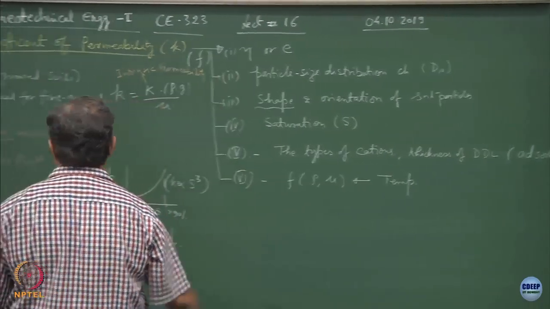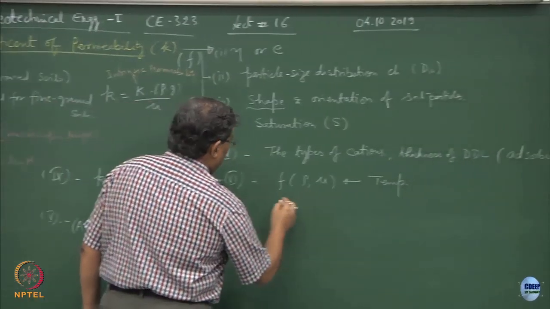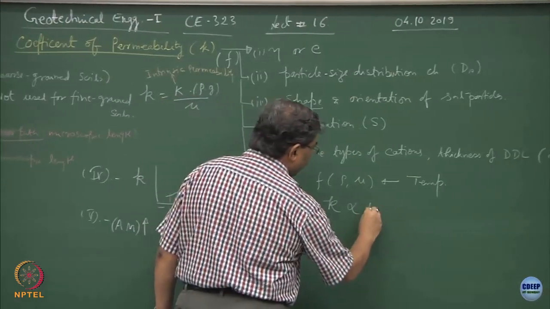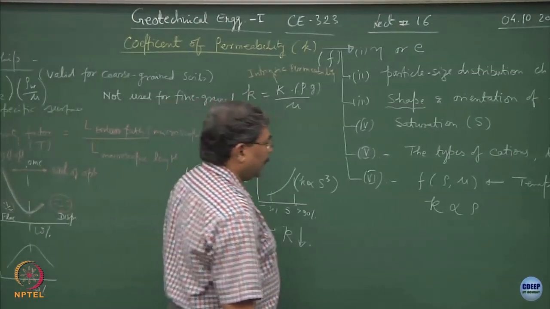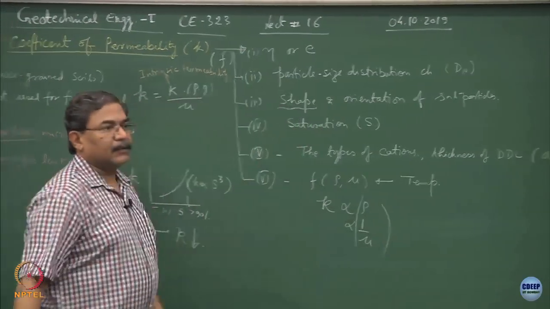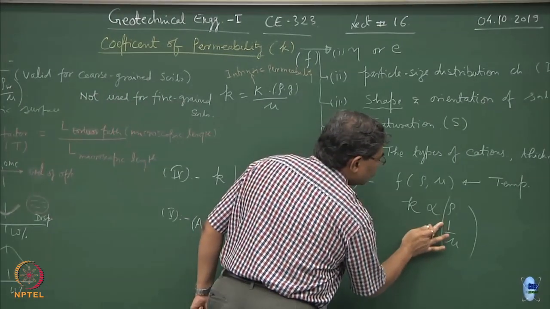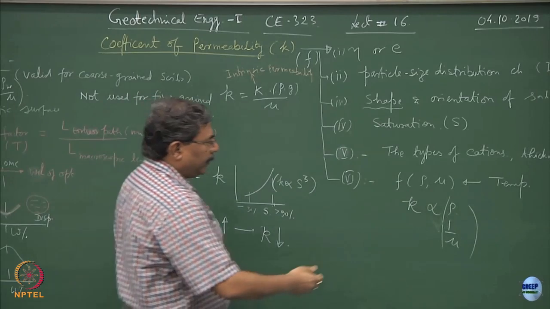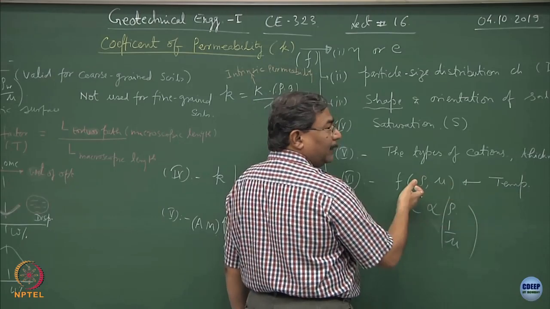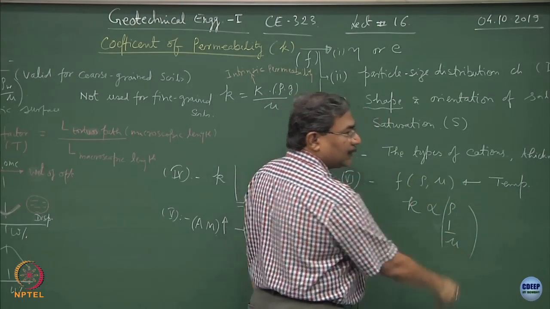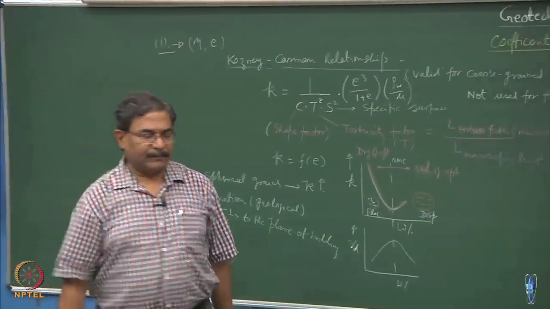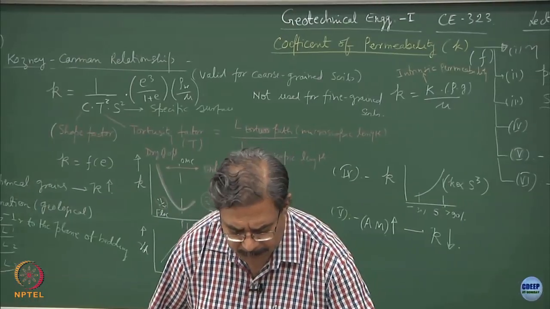Number 6, I think this we have already discussed. So, K would be proportional to density of the fluid, alright, and inversely proportional to the viscosity of the fluid. Is this okay? So, a denser fluid is going to permeate easily provided its viscosity is less. Is this part clear, or vice versa? Any questions?